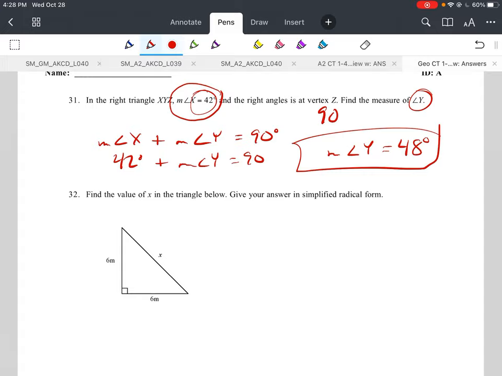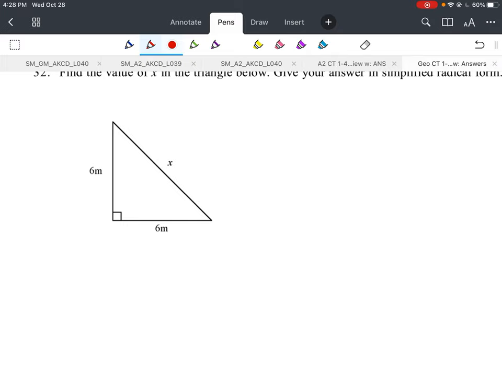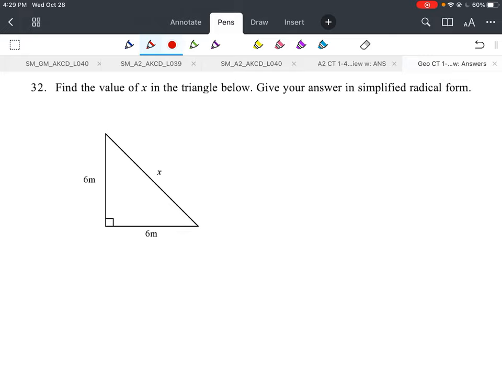Good stuff. Find the value of x in the triangle below. Give your answer in simplified radical form. Okay, this is really easy later on when I give you a little theorem or a little formula for this. But for now, we'll just use Pythagorean theorem. So 6 squared plus 6 squared equals our hypotenuse, or x squared. 6 squared is 36.